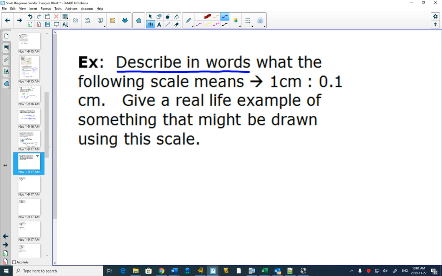Describe in words. So we're going to have to write things out in full sentences. What does the following scale mean? 1 centimeter goes to 0.1 centimeters. Give a real-life example of something that might be drawn to this scale. Okay?